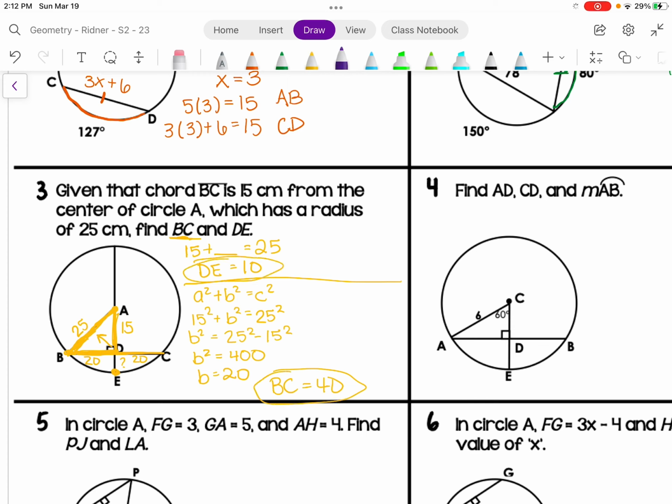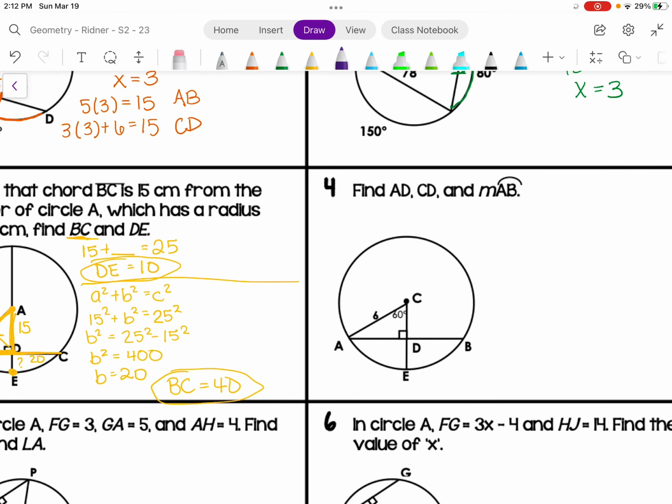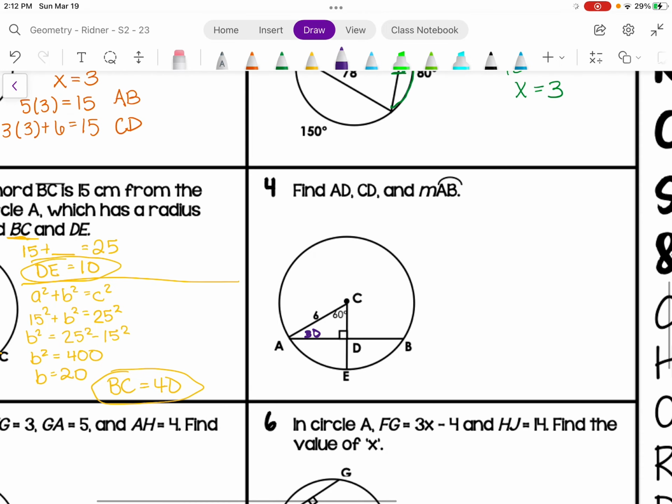Okay. All right, looking at our next one, we have a right triangle that is a 30, 60, 90. So remember our rules here. Hypotenuse is always 2 times the short leg. In this example, the hypotenuse is 6. So 2 times what gives me 6? Well, 3 is the short leg. The short leg on this triangle is CD. So we have found one of the things that it asked us to.